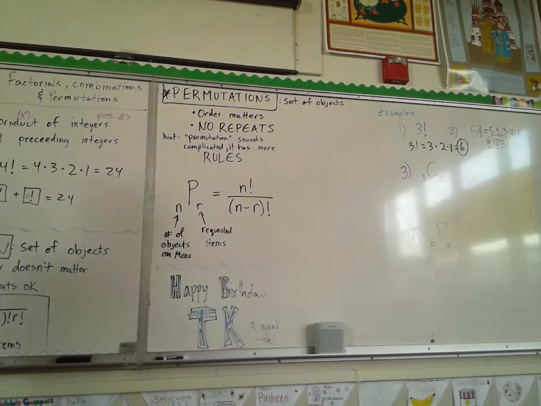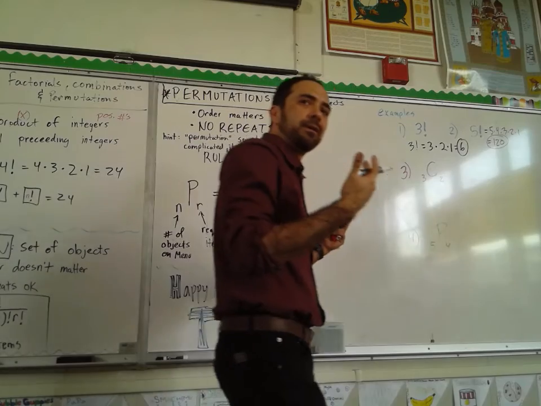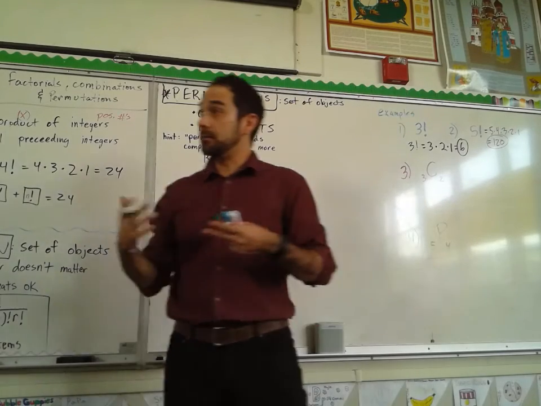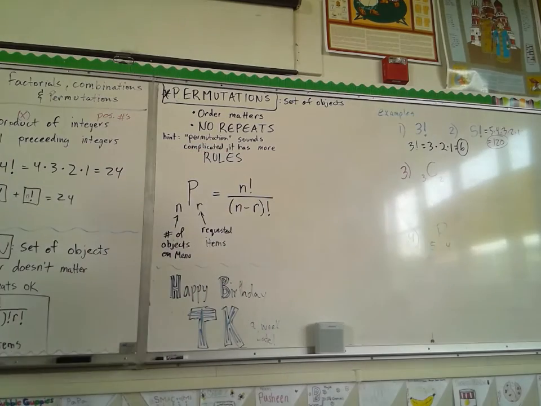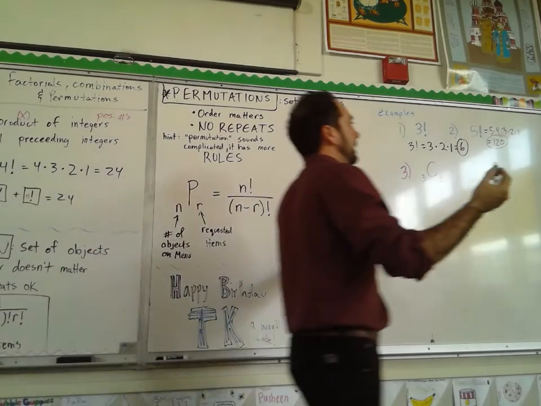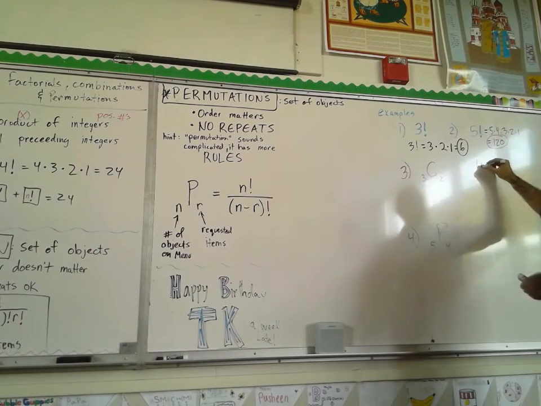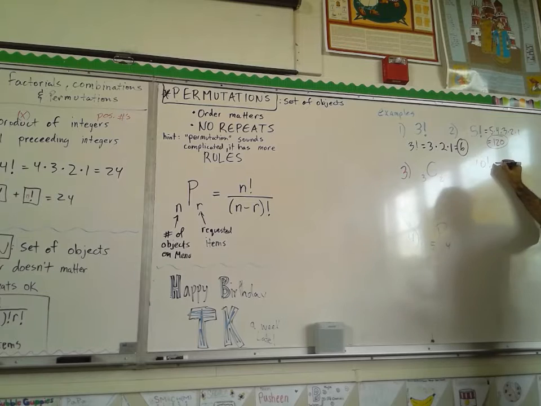It's kind of new. It's kind of weird, right? So if it was 10, then I would have to do 10 times 9 times 8 times 7 times 6 times 5 times 4 times 3 times 2 times 1. Or I can get a calculator and press 10 plus this button, and you get your answer.